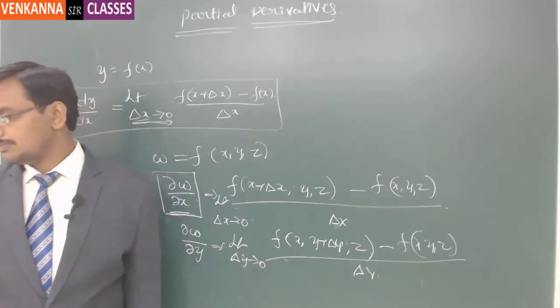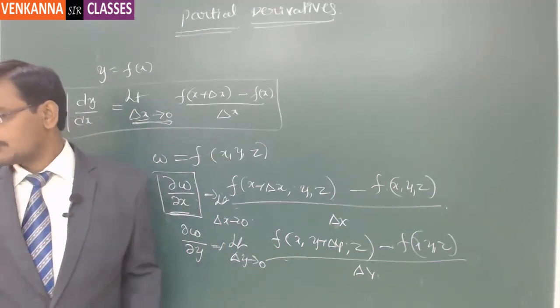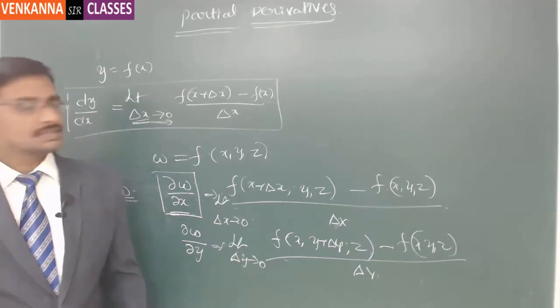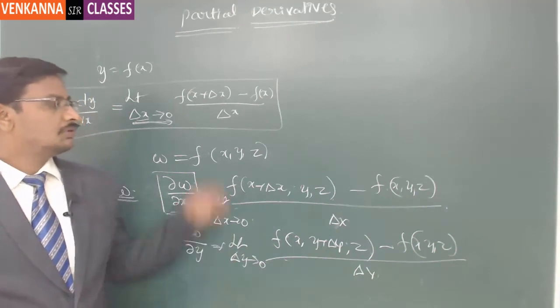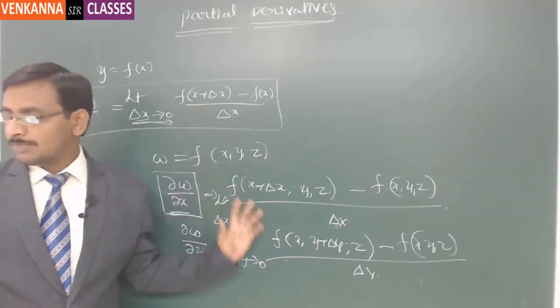Understood the concept? So I hope it is clear to everybody. So this is the simple difference. This is the normal derivative and this is the partial derivative.